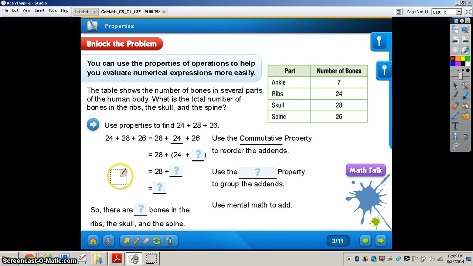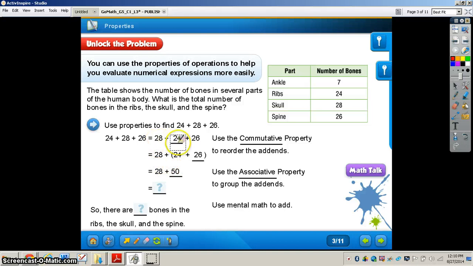Okay, now if I'm taking a look at the associative property, what the associative property means is that if grouping the addends changes. This is one of my favorite ones, in that I can group addends together. In other words, 24 and 26, I know that equals 50. Then that 50 can easily be added to 28, making it very easy.